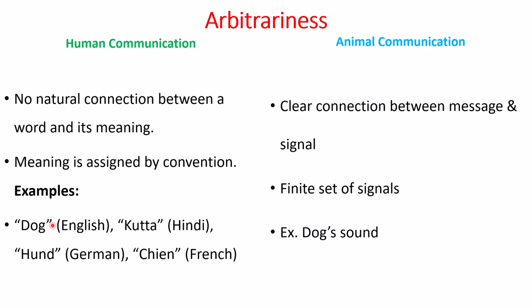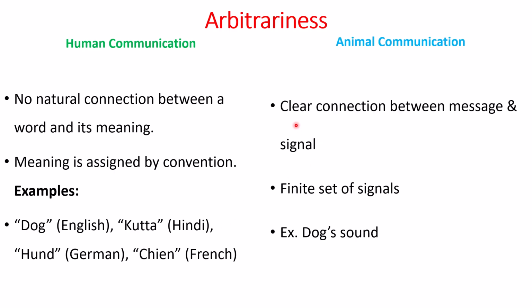Another example: the word for water differs across languages. Water in English, pani in Hindi, Nilu in Telugu, Aqua in Latin. This shows the arbitrary nature of linguistic signs. There is no connection between a word and its meaning. In Hindi in India it's called kutta, whereas in South Indian Telugu it is called kukka. So the same animal is called by different words.